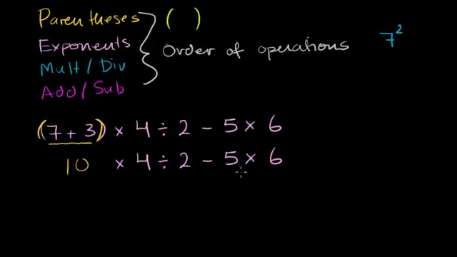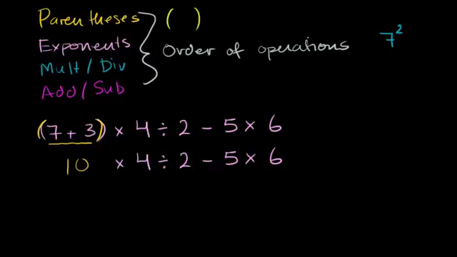Now, when you have multiple operations at the same level, when it comes to our order of operations, multiplication and division are at the same level, then you do left to right. So in this situation, you're going to multiply by 4 and then divide by 2. You won't multiply by 4 divided by 2. But then we'll do the 5 times 6 before we do the subtraction right here.